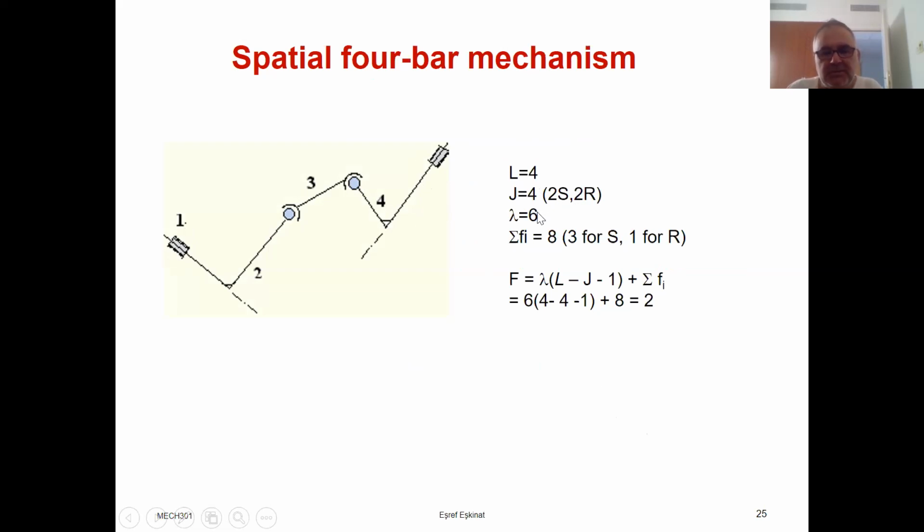The degree of freedom of space, lambda, is six. Sigma f_i, this is interesting. Now for spherical joints, the degree of freedom is three. For revolute joints, it's one. So three times two is six, plus one for each revolute, it becomes 8 degrees of freedom. We insert everything into our equation: 6 times (4 minus 4 minus 1), so you get minus 6 plus 8. Now you get 2. So the degree of freedom of a spatial four-bar mechanism is 2.